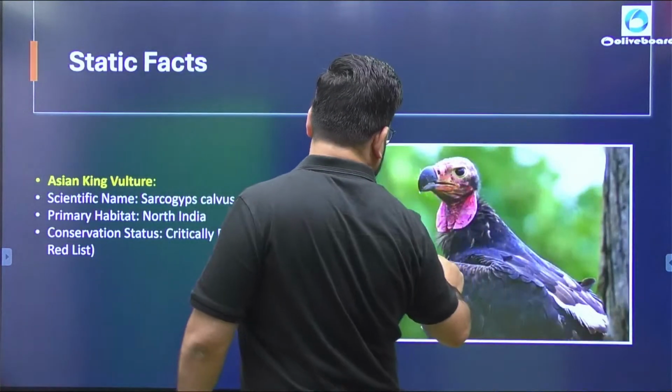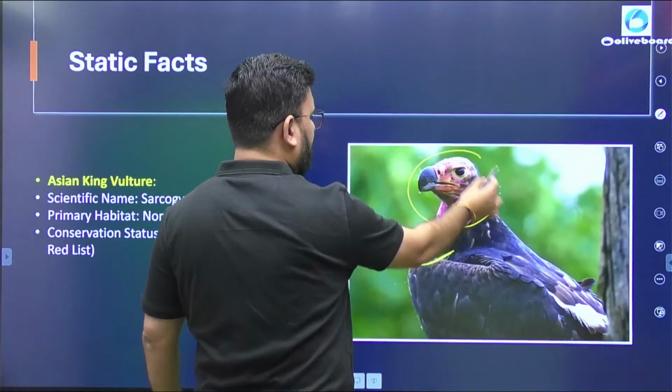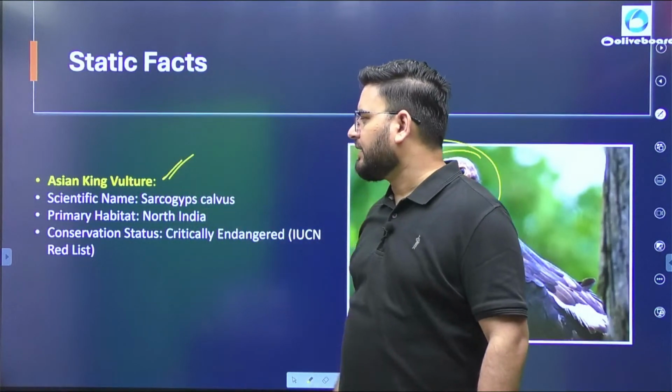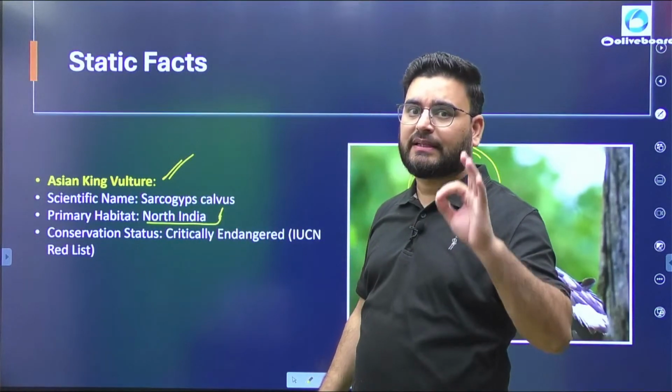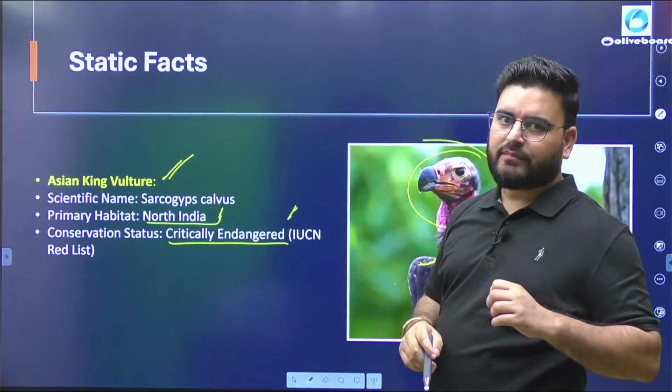It is the king vulture. You can see the head is red in color. So the name is Asian king vulture. Primary habitat is North India, and the very, very important aspect, the IUCN status is critically endangered. All right.